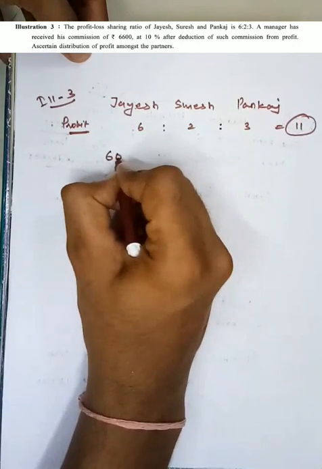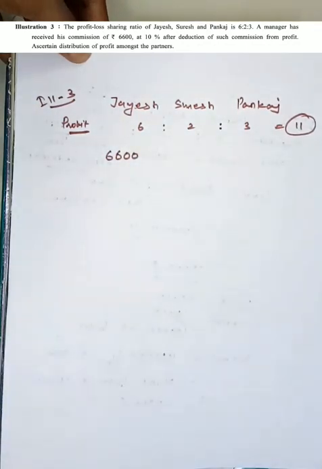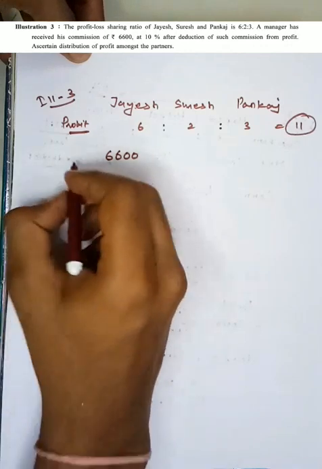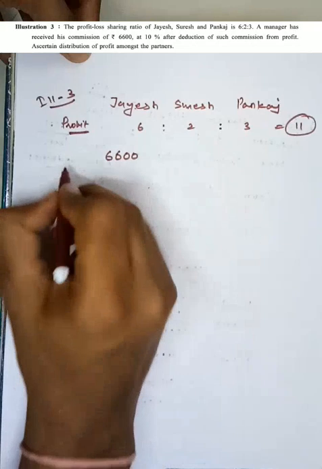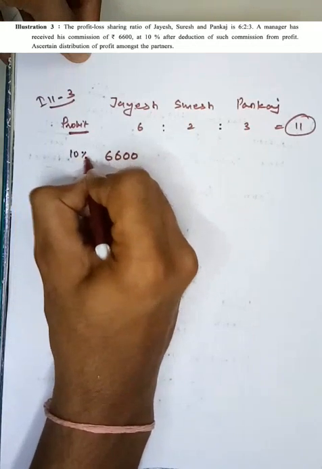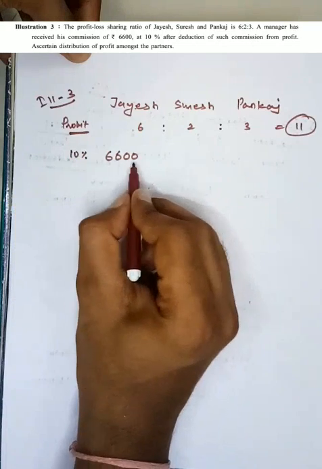Now what information is given? A manager has received a commission of 6,600. Manager has got 6600 rupees commission, but the rate of commission on that was 10%. So on 10% he has received a commission of rupees 6600.